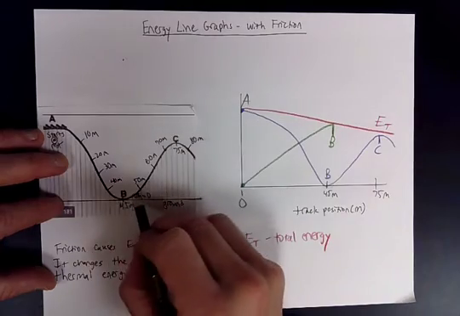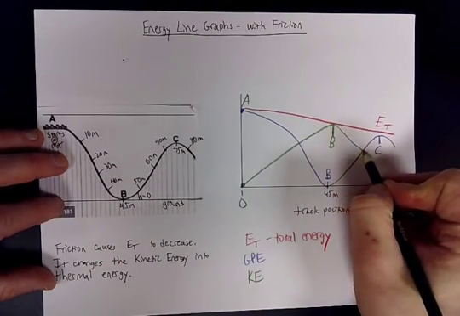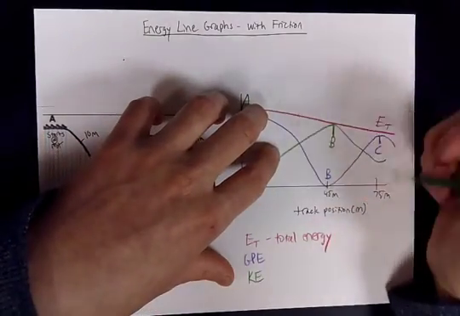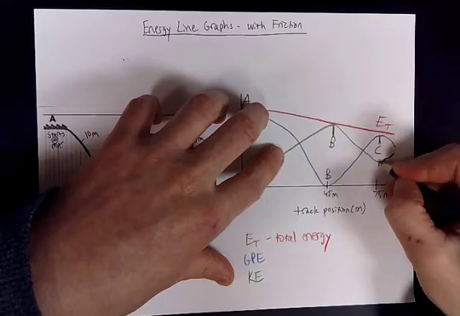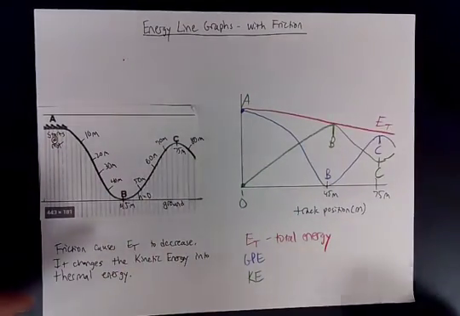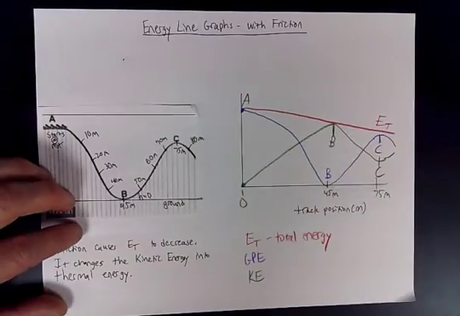So after it crosses B, it goes uphill. It's going to lose some of its speed, some of its kinetic energy, kind of like that. But it's going to lose quite a bit now, and it's going to end up much slower. So the main difference is all the lines are just shifted downwards because there's less energy with friction.